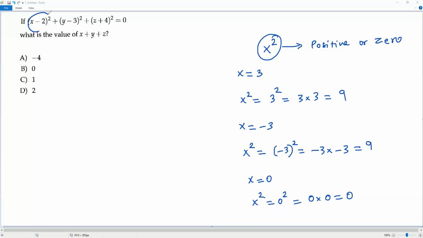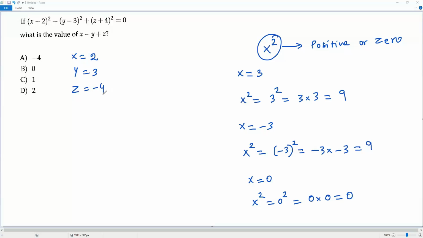If the first one is 0, then the value of x must be 2, so that 2 − 2 will become 0. So if the first square value is 0, we get x = 2. If the second square value is 0, then y must be 3, so that 3 − 3 is 0. If the third square value is 0, then z has to be −4, so that −4 + 4 will become 0.